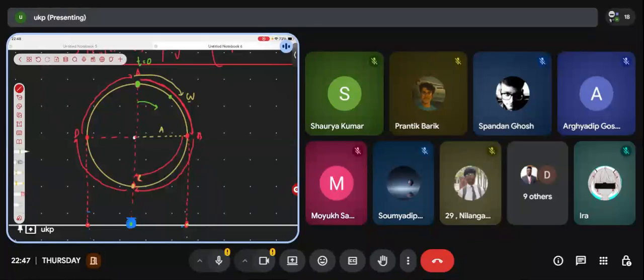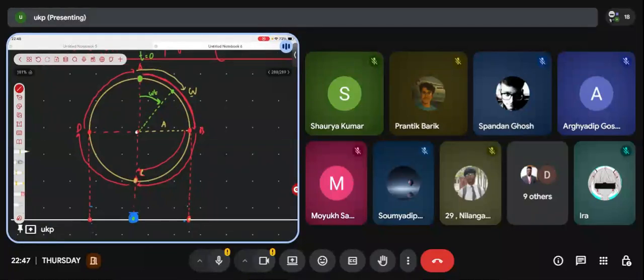So can I say at time t, your particle will be present somewhere here, and the radius vector will traverse an angle of omega t radian? Yes or no? Make sense? When your particle is present here, where will its projection be formed? Can I say its projection will be formed somewhere here? Yes or no? Good, sir.